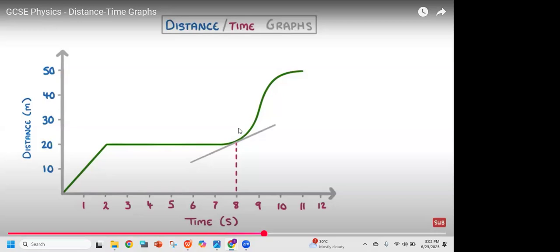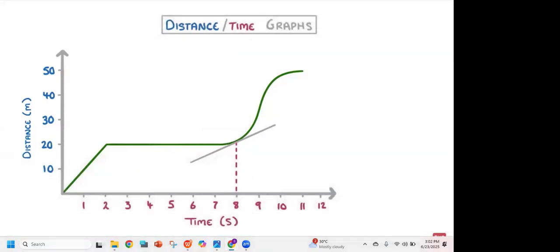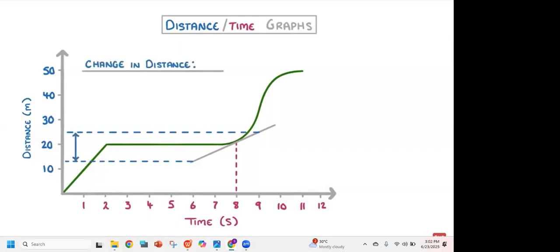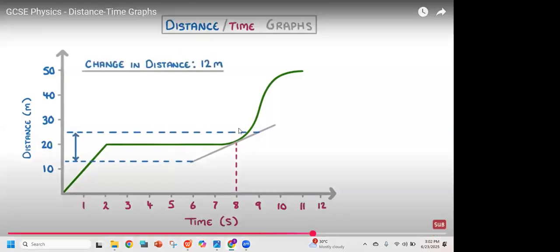So now we're trying to find the gradient of this line at this point. Because remember, a tangent is just a straight line that has exactly the same gradient as the curve does at the point where they touch. And to find the speed, we need to know the gradient. Once we have this tangent, we can calculate its gradient by picking 2 points along the line, like these two, and dividing the change in distance, which is around 12 meters.